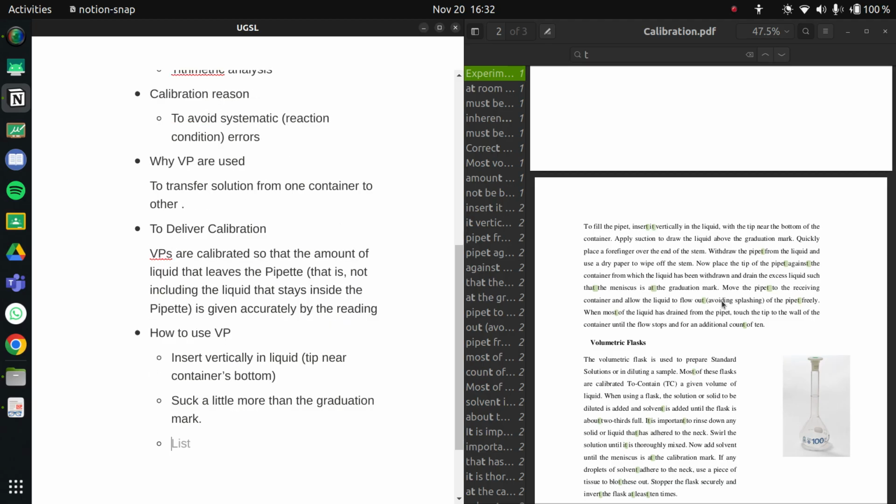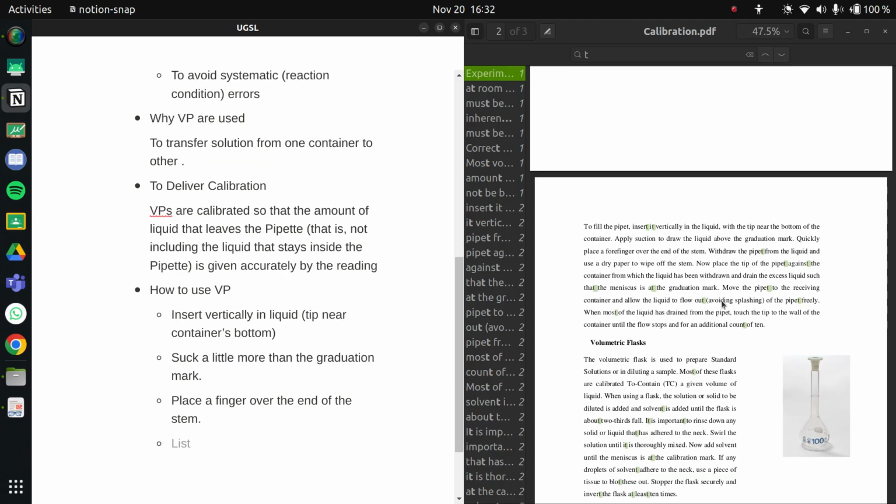Sure. Then quickly place a forefinger over the end of this stem. Withdraw the pipette from the liquid and use a dry paper to wipe off the stem. Okay, place a finger over the end of the stem. So the stem is just like the tube itself, right? So it will have an open end. So let's just put something over there so that the air doesn't leave. So withdraw the pipette from the liquid and use a dry paper to wipe off the stem.